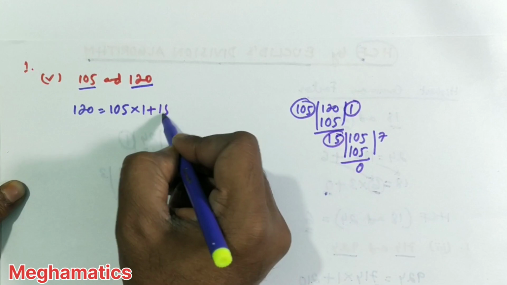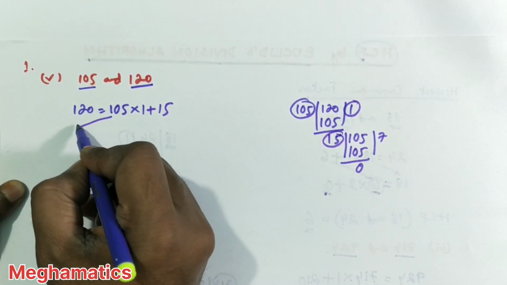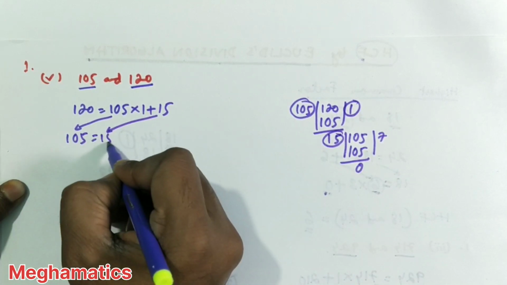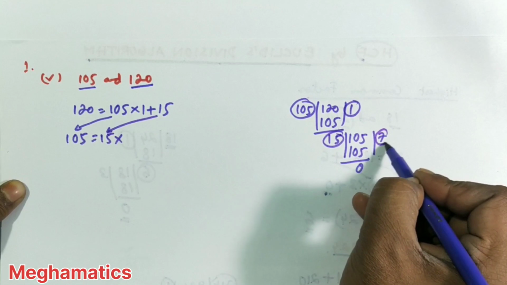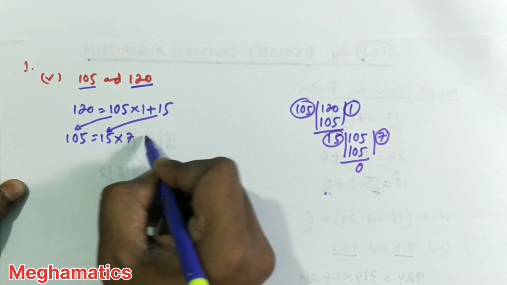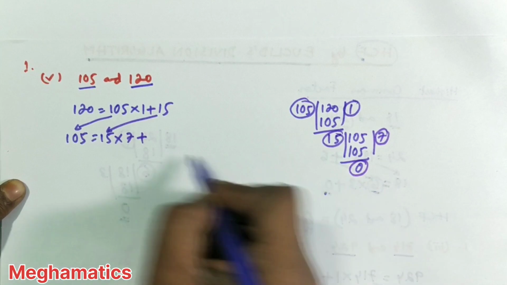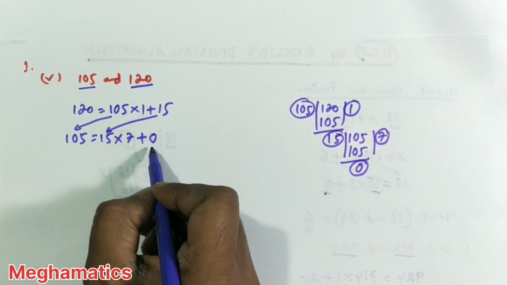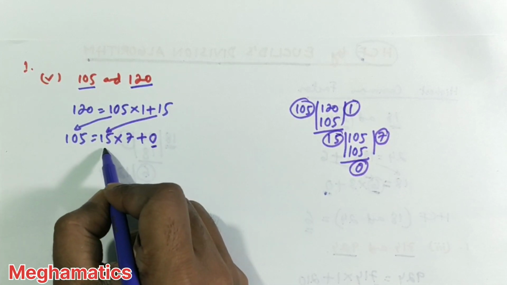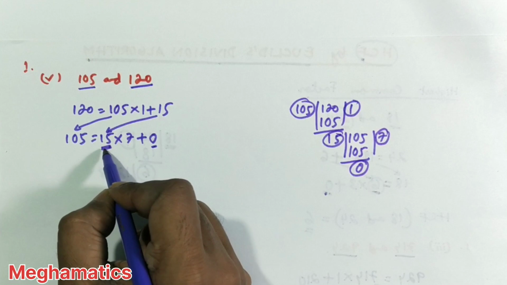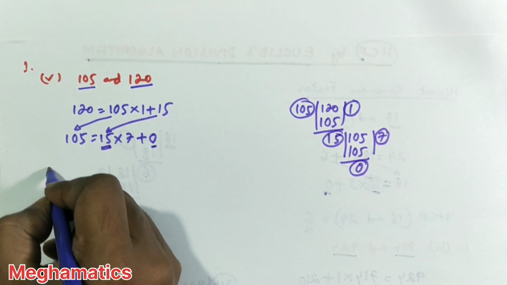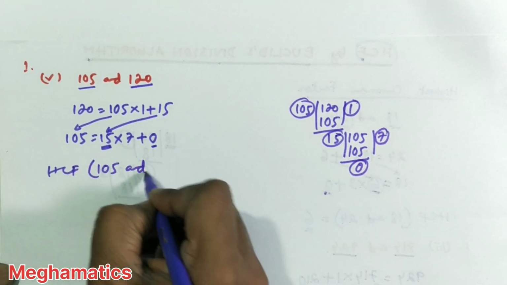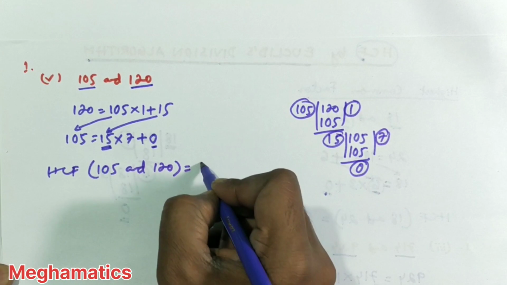So plus 15. Then again this 105 will come down here, 105 is equal to, then this 15 will come here, 15 into how many times we have got? That is 7 times. So 7 here, plus the remainder is 0. So as we have learned, the line where we get 0, in the same line we have to see the number right after the equal sign, that is 15. So here HCF of 105 and 120 is 15.